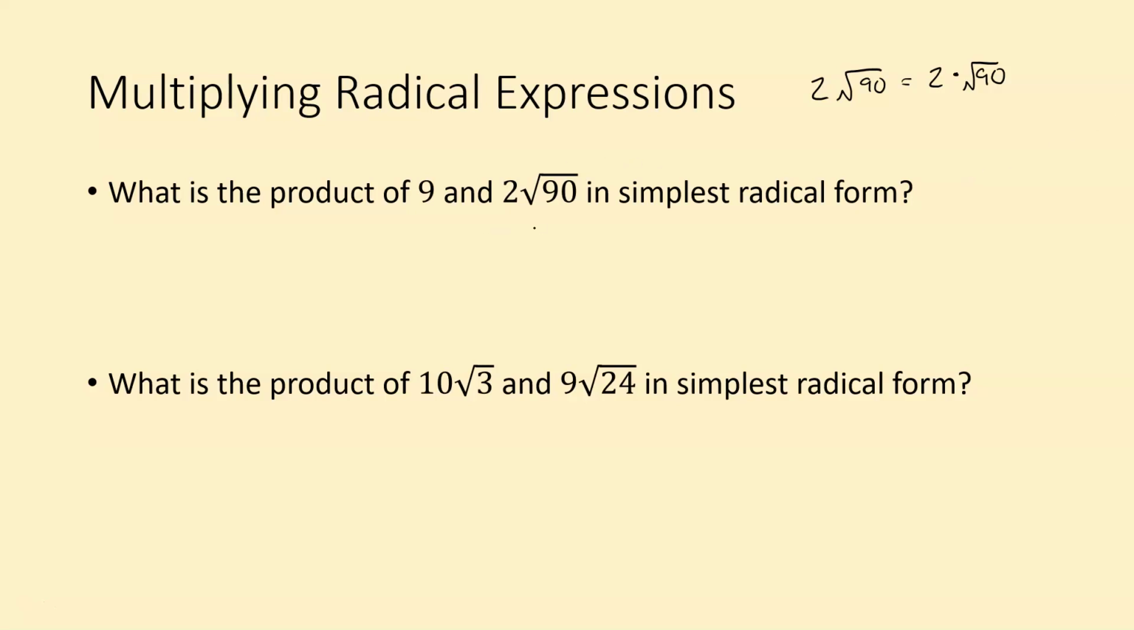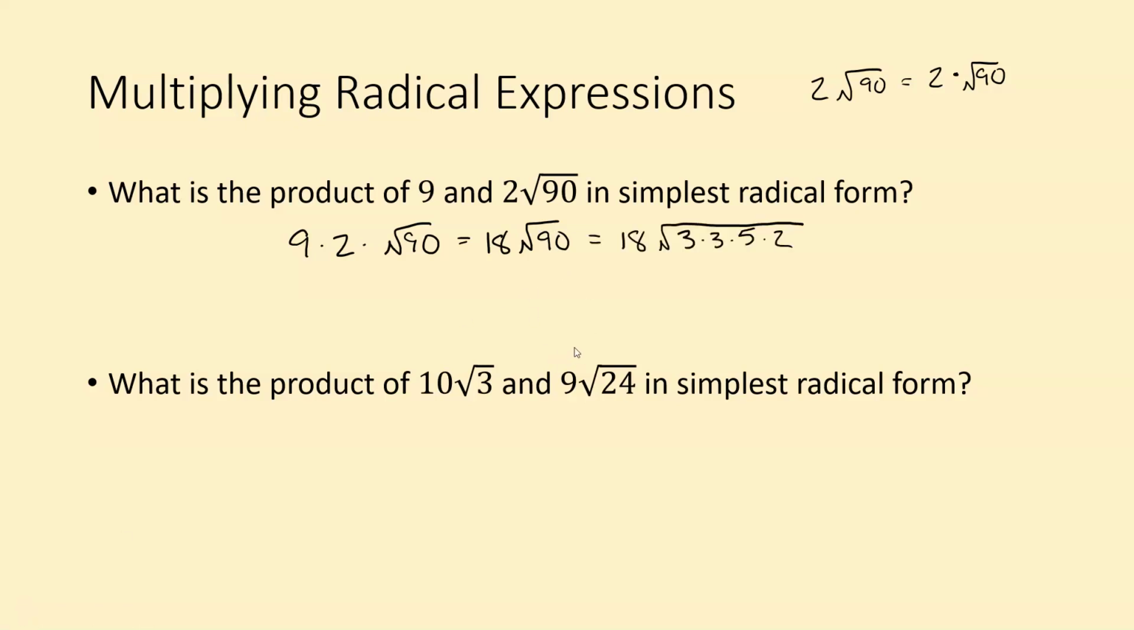So when I ask you what is the product of this times this, really it's the same thing as 9 times 2 times the square root of 90. So we could think about them all separated like that. So 9 times 2 would be 18. And then we would still have root 90. And then we want to start to think about how can we simplify this root 90.